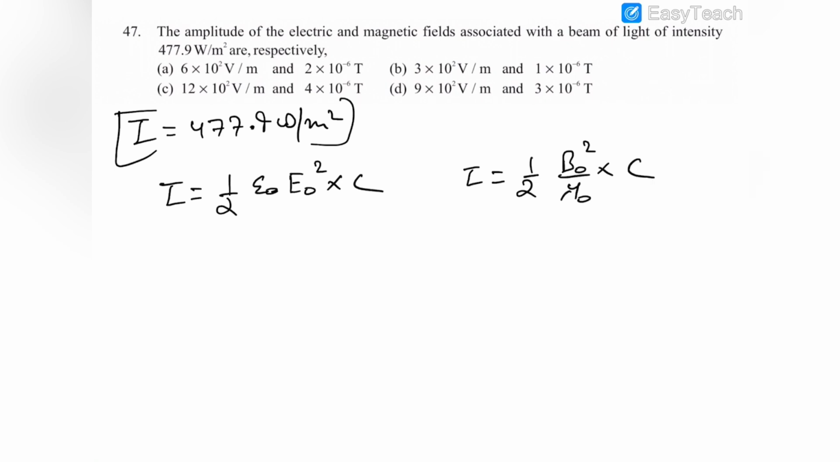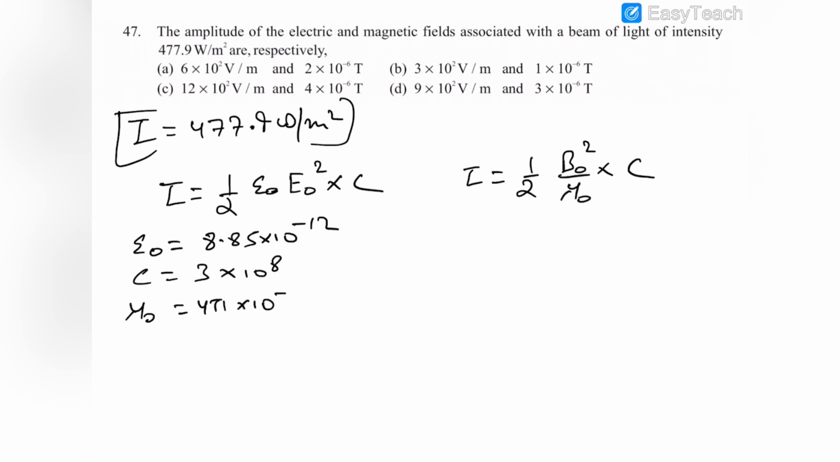Okay, so we know the value of epsilon naught as 8.85 into 10 raised to power minus 12. The value of C is 3 into 10 raised to power 8, and the value of mu naught is 4 pi into 10 raised to power minus 7. So by using these data and these two formulas, you can find the value of E naught and B naught, and therefore the correct answer would be option number A, which you can find easily by these two formulas. Now we move on to the next question.